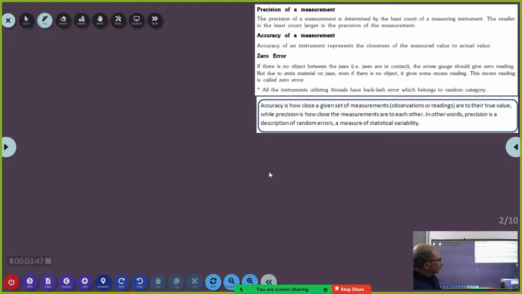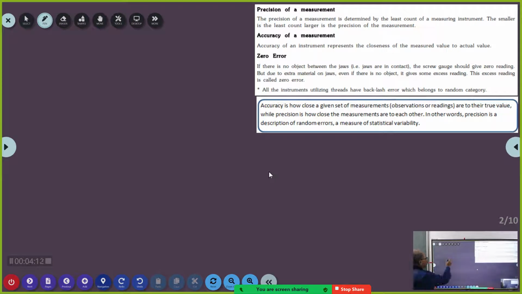Accuracy is how close a given set of measurements, observations or readings are to their true value. While precision is how close the measurements are to each other. In other words, precision is a description of random errors, a measure of statistical variability. Now, I have explained this yesterday or the day before yesterday. Once again, I will reiterate.